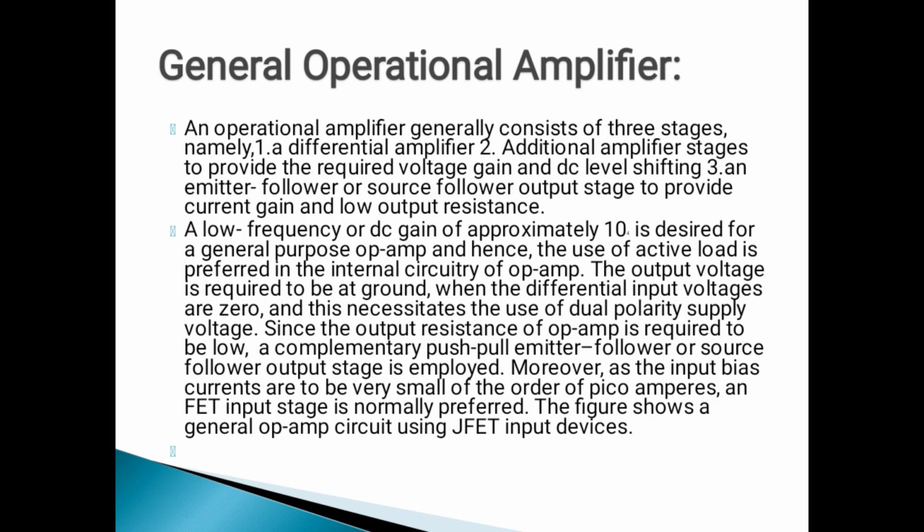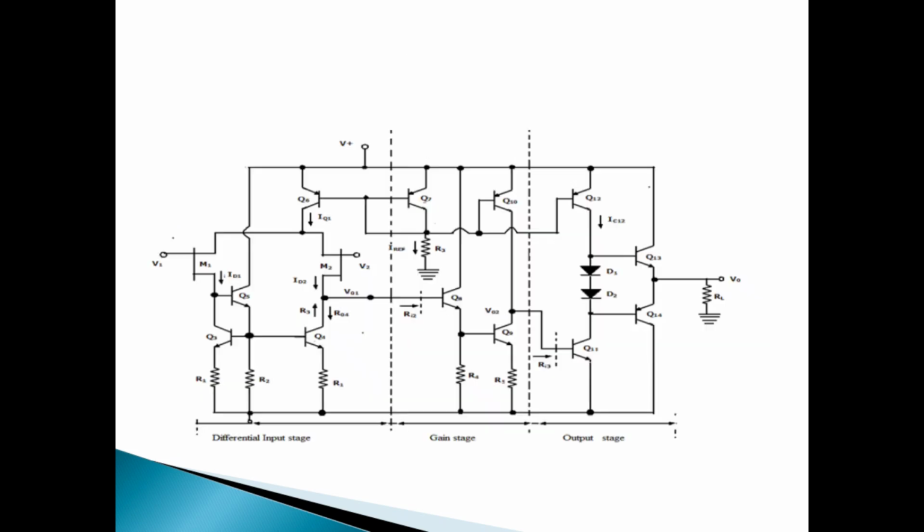Moreover, as the input bias currents are to be very small, of the order of picoamperes, an FET input stage is normally preferred. The figure shown is the general circuit of an op-amp using a JFET input device. This is the diagram for an op-amp with a JFET device.